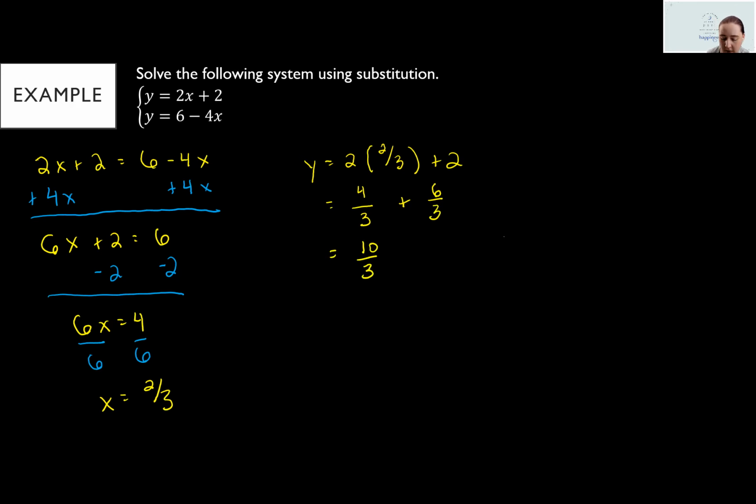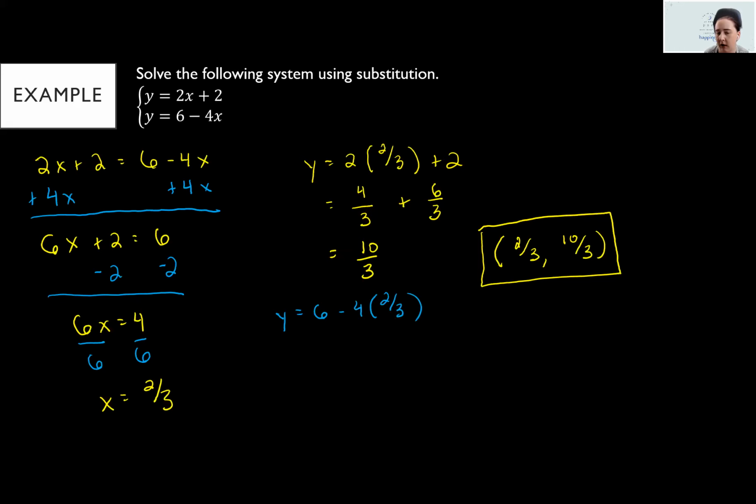So when we write an answer, you always have x first and then y. So it's going to be 2/3 and then 10/3. And we'll just check our work with the other equation just to make sure that I didn't make any errors here with my arithmetic.